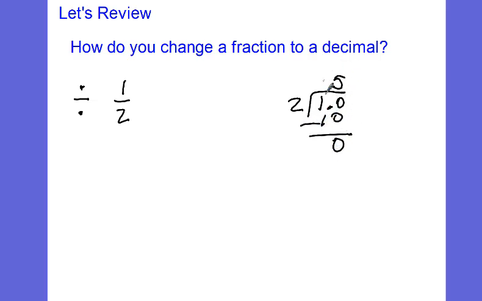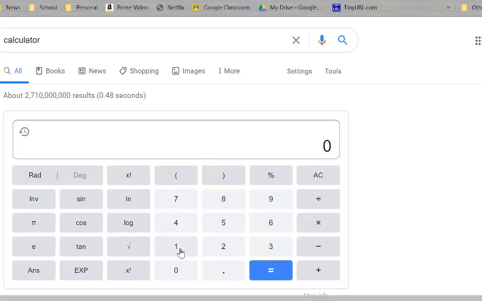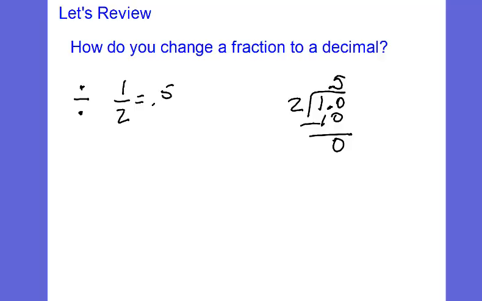So that tells us that this kind of a decimal right here is what we call a terminating decimal. A terminating decimal is a decimal that stops, that it doesn't keep going. So we would know 1/2 is equal to 0.5. Now you could also go to your calculator and do the same thing. 1 divided by 2, hit equals, and you get the same answer, 0.5. So we'll be going back and forth to that calculator.